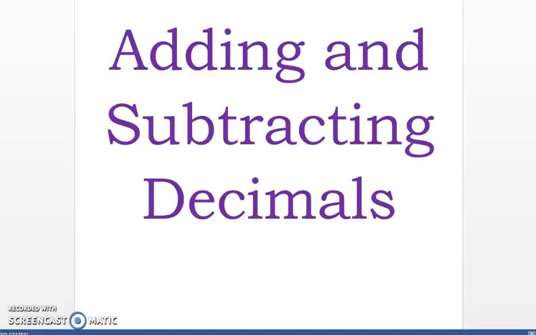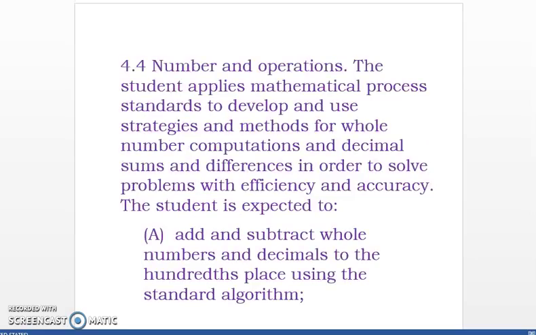Hi, today we're going to be reviewing the adding and subtracting of decimals. And like always, let's go ahead and get started by reviewing our standard. Here's the standard. Now please read along with me.